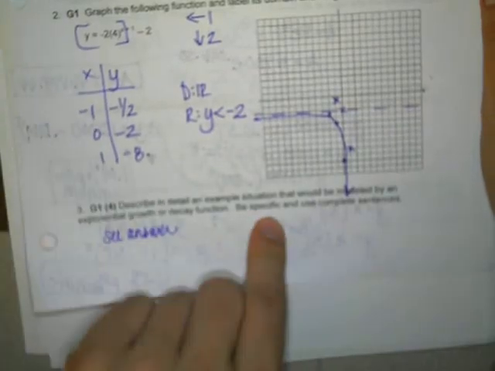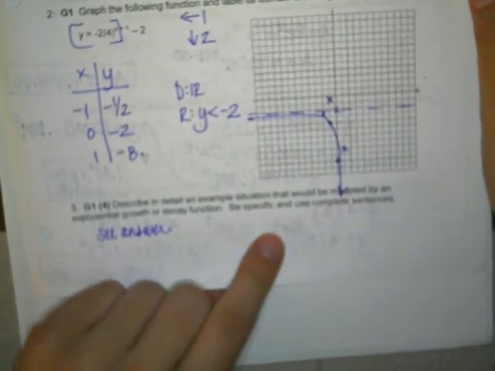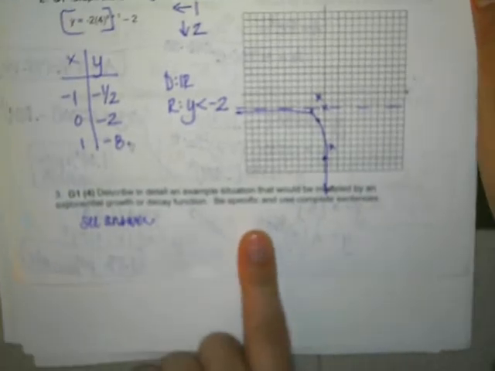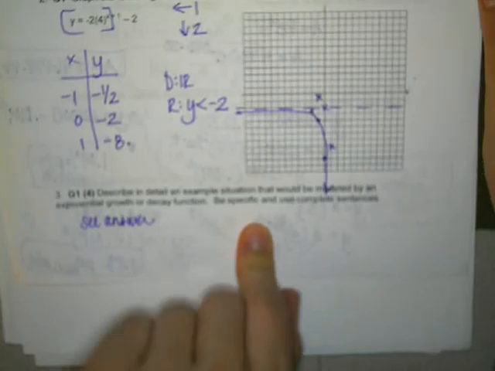For number 3, a situation that would be modeled by an exponential growth or decay, make sure that you're specific in your example and give clear indicator words so that I know if you're trying to describe a growth or decay function. And it should be realistic. So something that would realistically increase or decrease by a certain percentage. Okay, number 4.